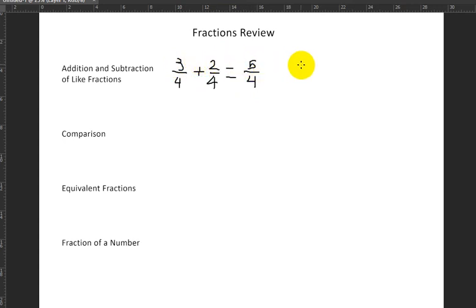And if we were doing subtraction, so if we were doing, for example, 3/4 minus 2/4, again, the result would be fourths, right? And for the number on top, I'd say 3 minus 2 makes 1. So my result would be 1/4.